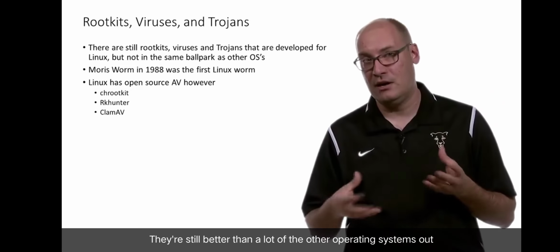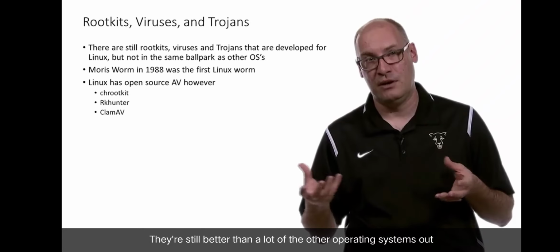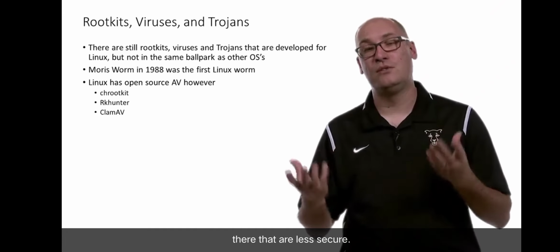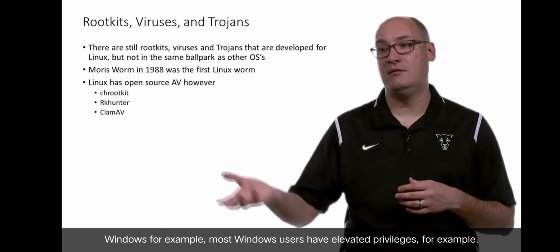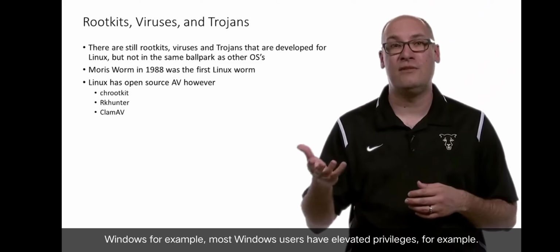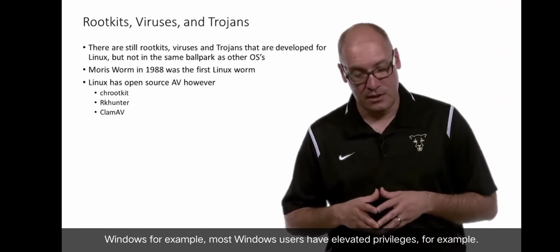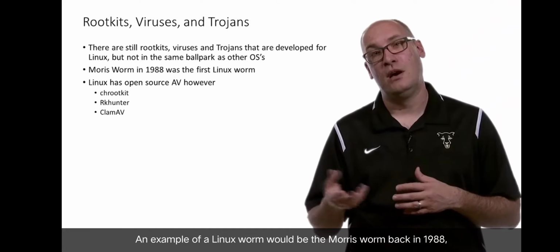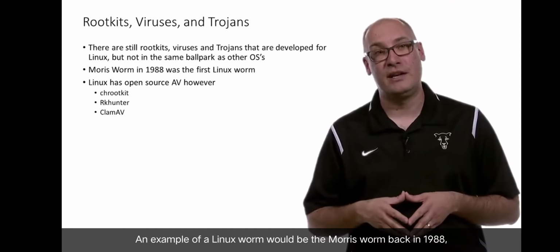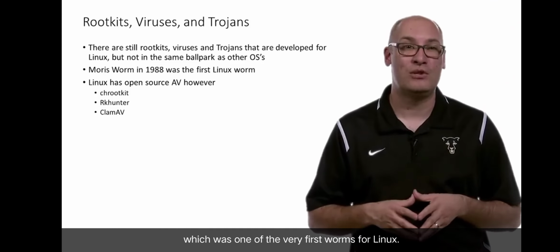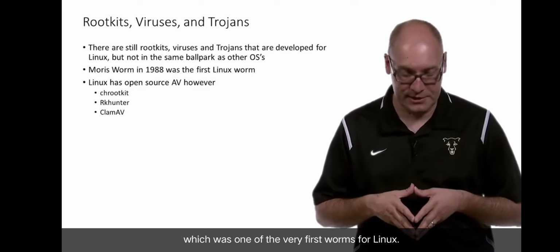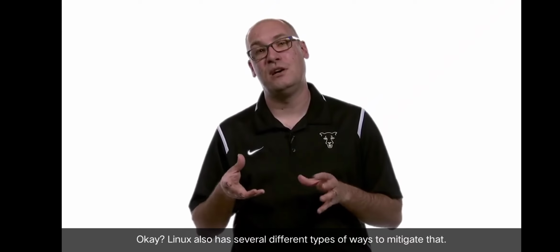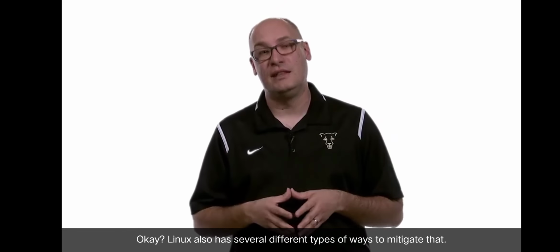They're still better than a lot of the other operating systems out there that are less secure. Windows, for example, most Windows users have elevated privileges. An example of a Linux worm would be the Morris worm back in 1988, which was one of the very first worms for Linux. Linux also has several different types of ways to mitigate that.